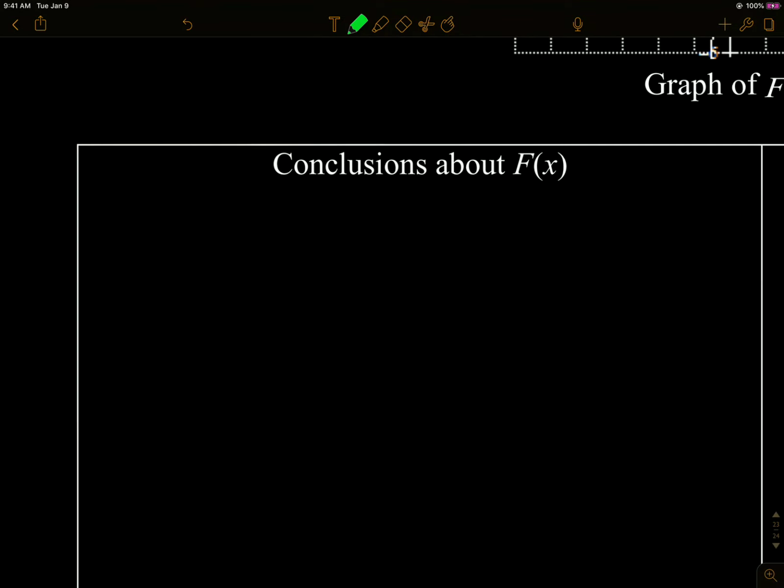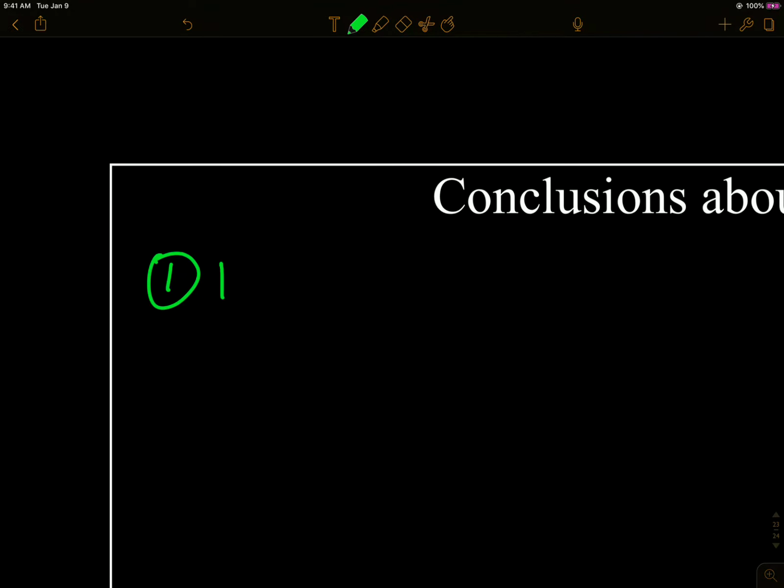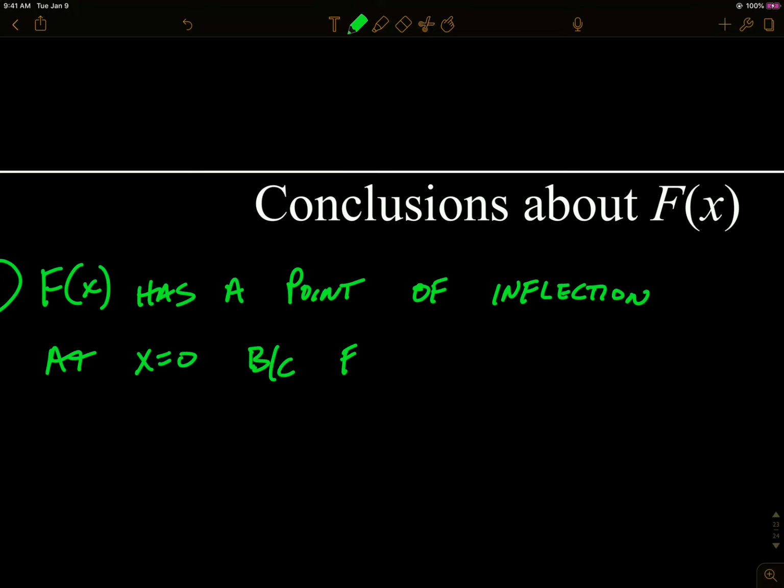So what can we say about f? We can say that f of x has a point of inflection at x equals 0 because f double prime of x changes sign.